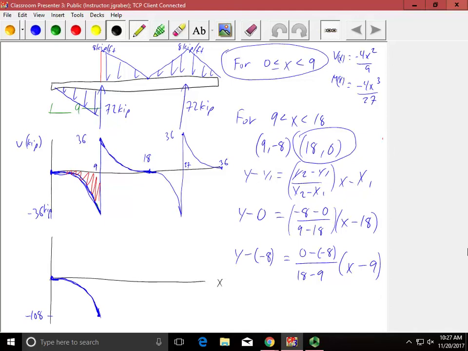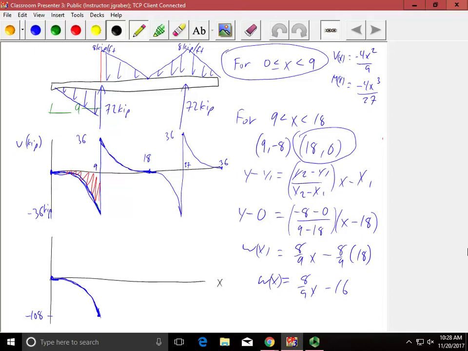Okay, so then we solve for this and get, in this case, wx. It's not really y. I just called it y, so we recognize point slope form. That's going to be equal to negative 8 over negative 9, so that's 8/9 x minus 8/9 times 18, which is just 16, right? So wx is equal to 8/9 x minus 16. We have a positive slope instead of a negative slope.